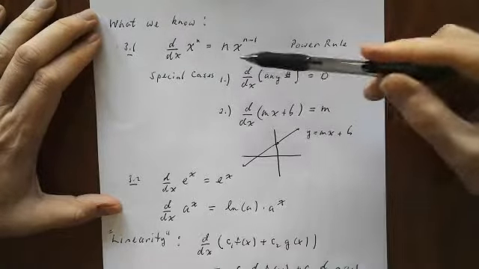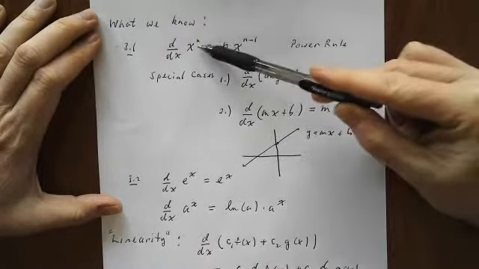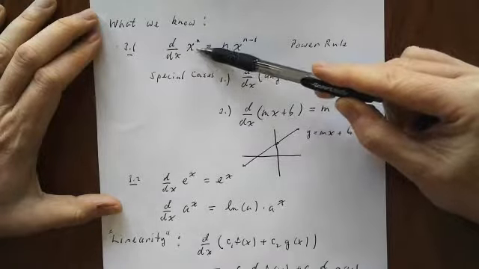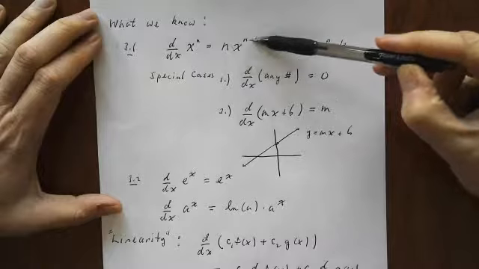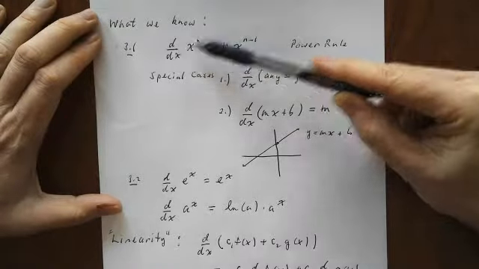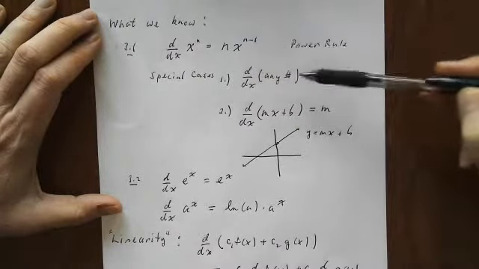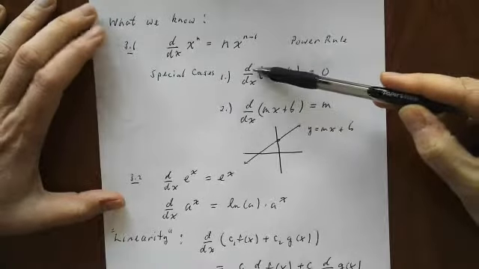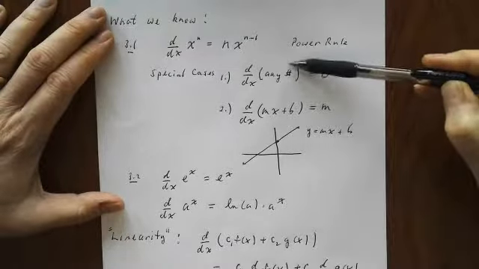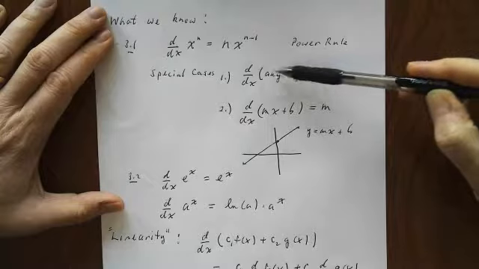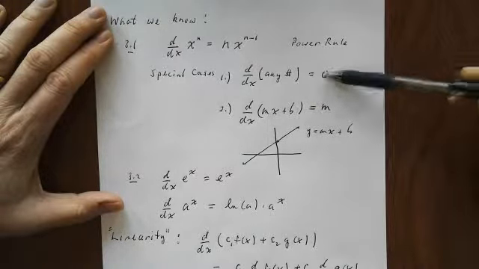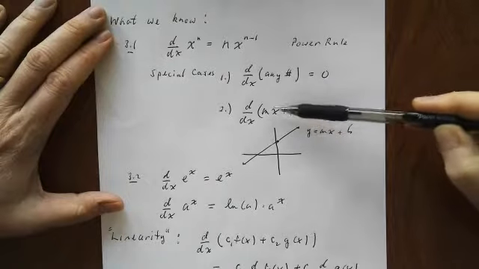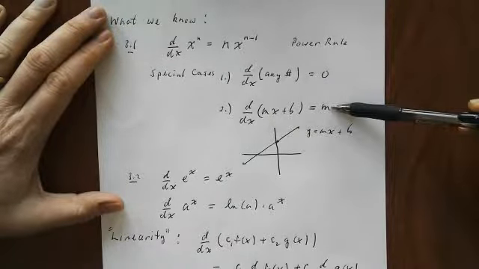In section 3.1 we learned about the power rule. The power rule says that if we have a power function like x to the n, the derivative is simply n times x to the n minus 1. Bring the n down in front and we subtract 1 from our power. Special cases of this would be that if we have any number, like 3 or 5, the derivative of a number is just 0. The derivative of a linear function, mx plus b, is just m, the slope.